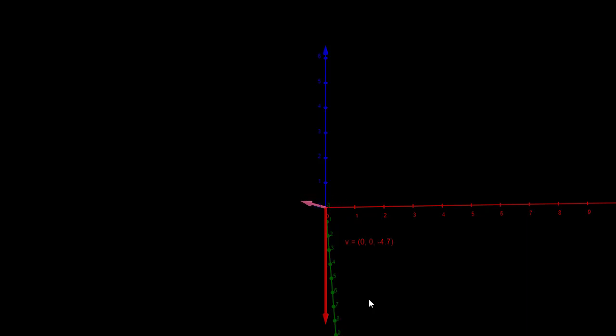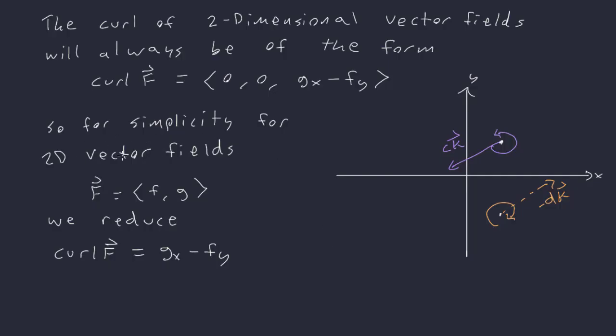Okay, so because of that, for two-dimensional curl, we tend to just reduce it down to that g of x minus f of y. So for simplicity, for 2D vector fields of the form little f comma little g, we reduce the whole idea down to just the g sub x minus f sub y. And then what this gives us is that if the curl of f is positive, this means we have counterclockwise rotation.